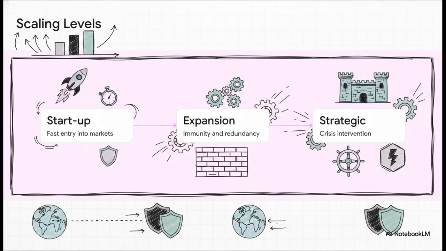We can actually break this journey down into three discrete levels. Level 1 is the startup phase, where the focus is strictly on fast, compliant entry into new markets. Then there's Level 2, expansion. This is where you build immunity and redundancy into your operations, so a single bank failure doesn't just stop your business dead in its tracks. And finally, Level 3 is strategic, where you have the structural resilience to handle high-level crisis intervention. Easypaid's architecture provides targeted end-to-end support at every single one of these stages.